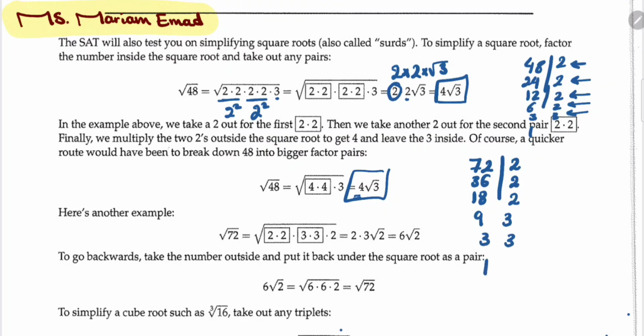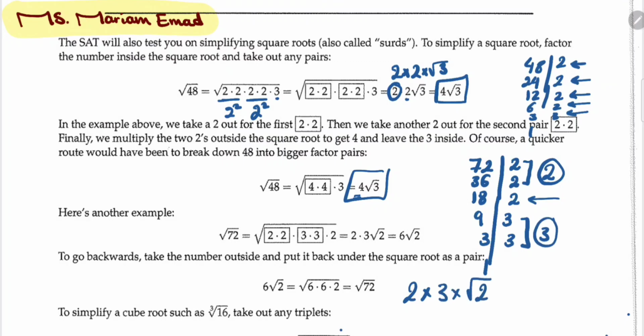So I can write root 72 as root of 2 multiply 2 multiply 2 multiply 3 multiply 3. 2 is repeated 2 times, so it's 2 to the power 2, take only one. 3 is repeated 2 times, so 3 to the power 2. The power 2 removes the square root to be 3. And root 2 stays. So it's 2 multiply 3 multiply root 2. 2 multiply 3 is 6, and root 2, so it's 6 root 2. So root 72 is 6 root 2.